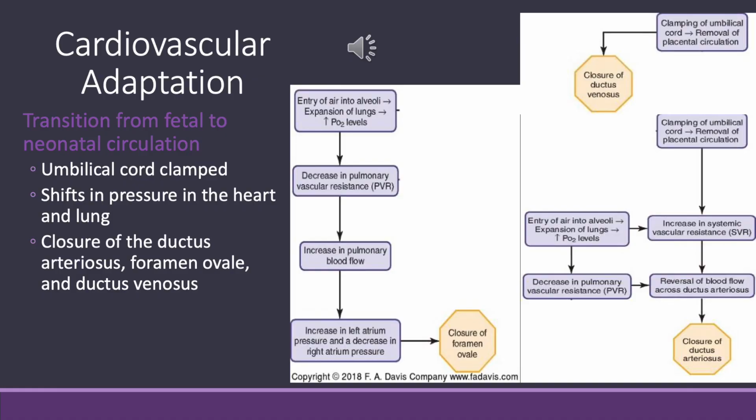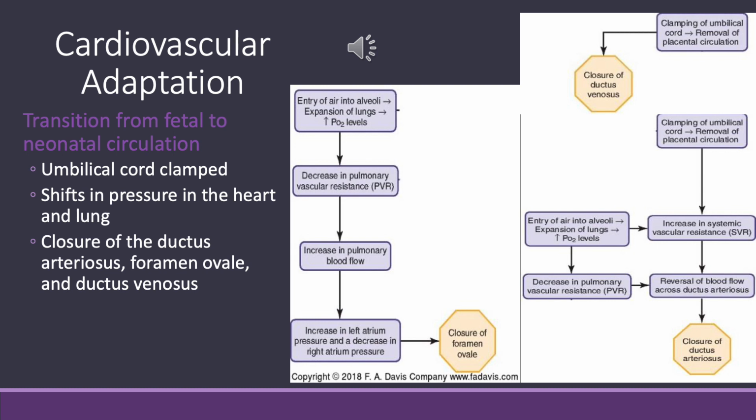Cardiovascular adaptation involves the transition from fetal to neonatal circulation. During fetal life, there are 3 shunts in the fetal system that are functioning: the ductus venosus, the ductus arteriosus, and the foramen ovale. At birth, these 3 shunts close with the initiation of breathing.